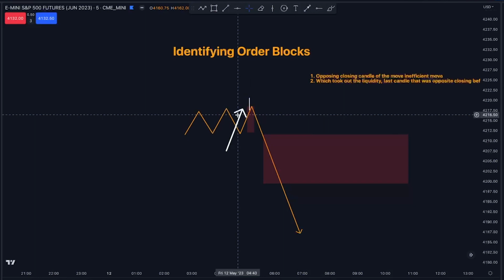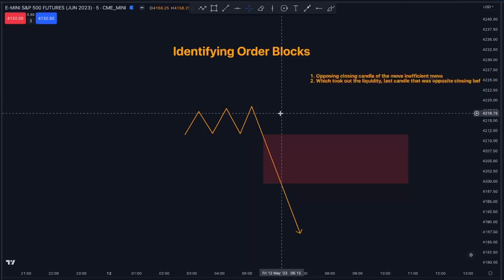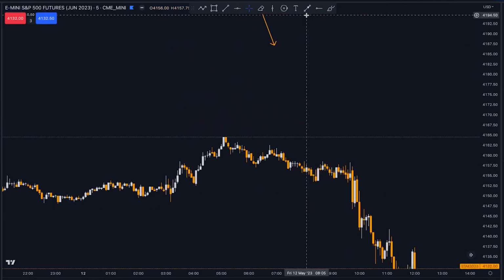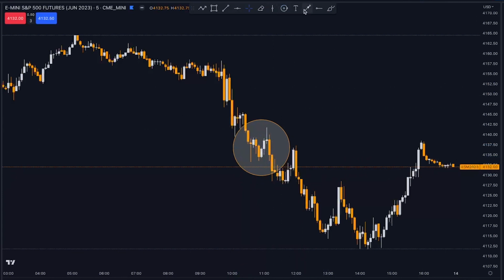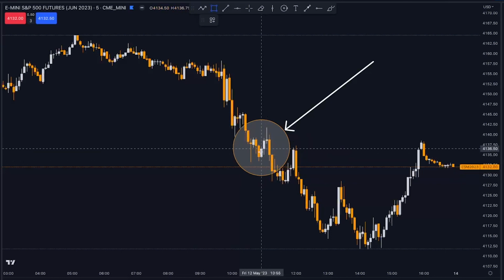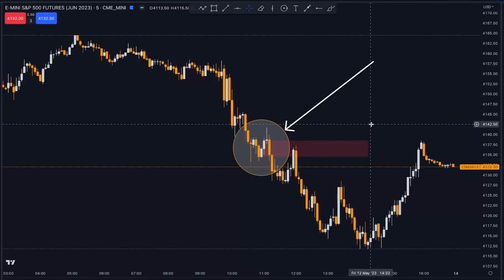Now, let me show you a couple examples because this is hard to show on the diagram, but it's very easy to see on the charts. This right here, in this place, is our order block. And why? First, we can see an inefficient move. And before that, we can see opposite closing candles. We have a bearish fair value gap and bullish candles before that. And if you have more than one candle, take all of them and mark out their bodies. And that's your order block.